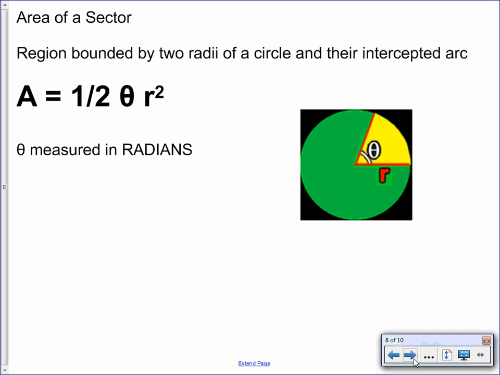Now, how do we find the area of an entire circle? Pi r squared. And how many radians would be in an entire circle? 2 pi. So if I found the area of an entire circle, we would have to take 1/2 times 2 pi times r squared, which is pi r squared. Okay, so the formula seems like it'll be okay, right?